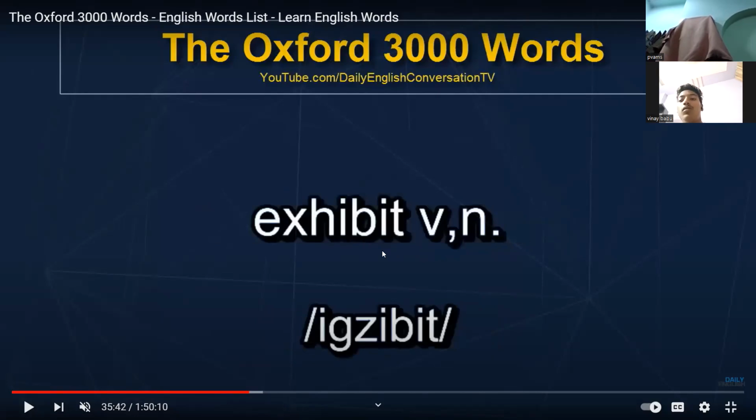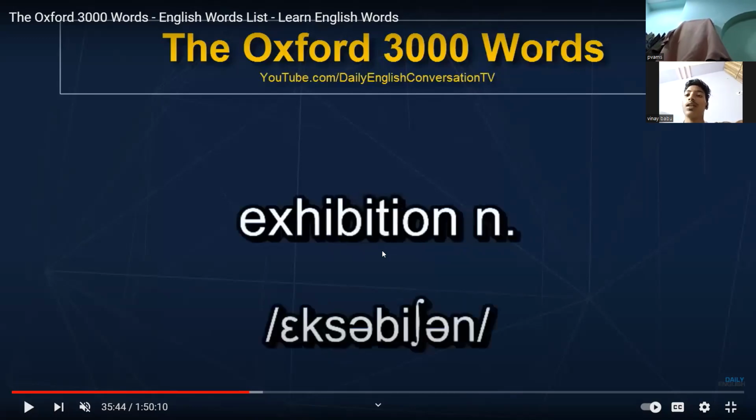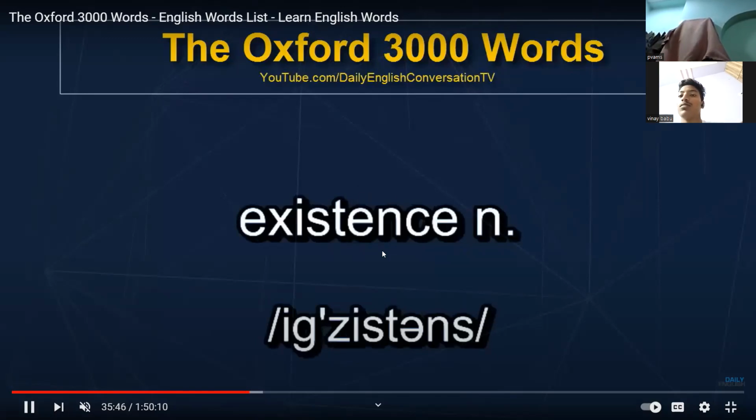Exhibit, verb and noun. Read it out again. Exhibit, verb and noun. Exhibition, noun. See, we are going to an exhibition. Extensions, noun. Existence, noun. We are going to finish up D now.